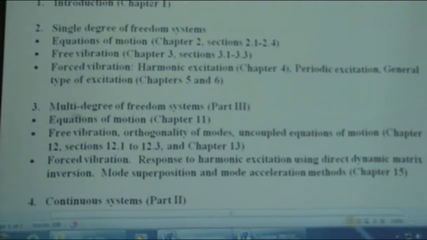So this will be the first part of the class after the introduction, and it will deal again with 1 degree of freedom systems. Then we'll consider systems with many degrees of freedom. Again, in this case, we have to define the number of degrees of freedom. These are the minimum number of variables that are required to define the position of the system in space.